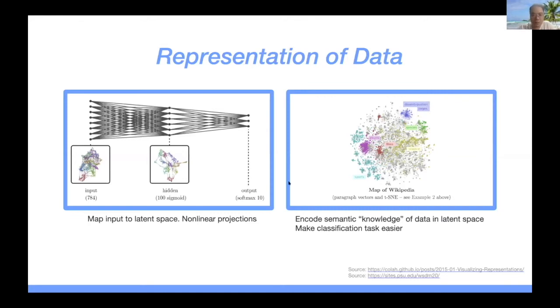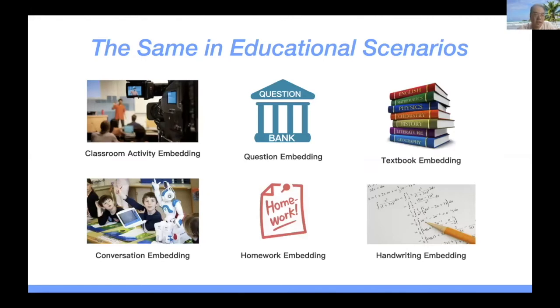All right. So the situation is the same in educational scenarios. For educational data, we have all different forms of data. They come from various sources, such as online class videos, questions, textbooks, conversations, homework, and handwriting. Still, we can use representation learning to get unified embeddings, and then we can train our machine learning algorithms on it.